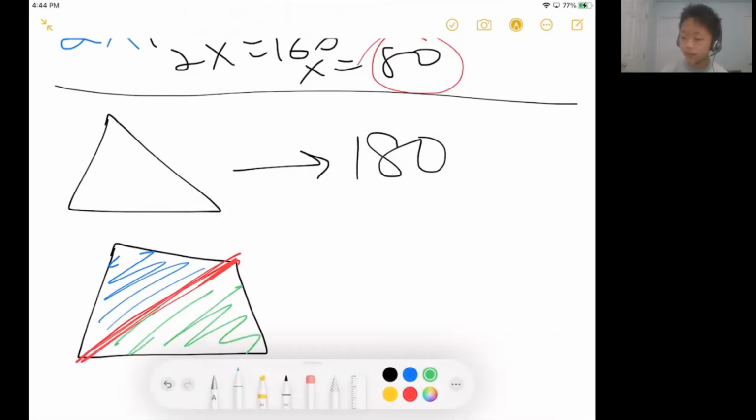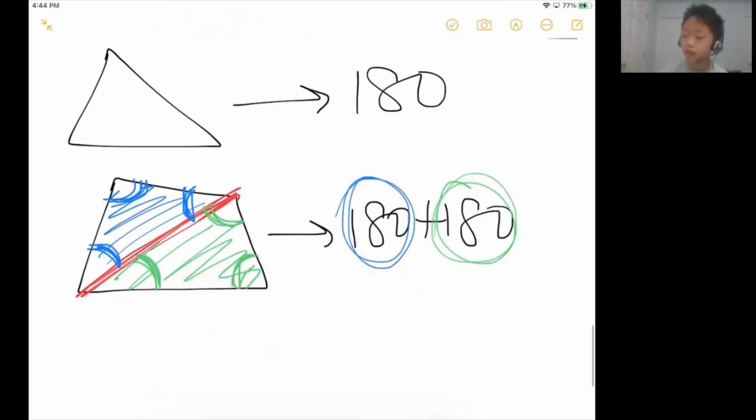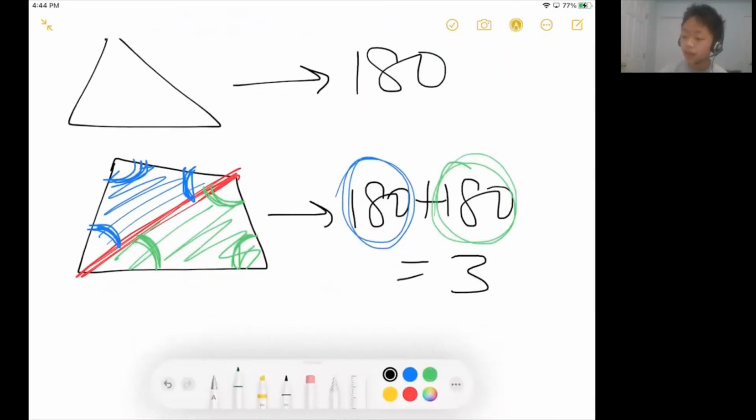So notice that the sum of the three angles in the blue triangle, we already know is equal to 180 degrees, right? And we know that the sum of the three angles in the green triangle is also 180 degrees. So if we just do 180 degrees plus 180 degrees, that would give us the total angle sum in the entire quadrilateral, right? This first 180 represents the sum of the blue angles, and this second 180 represents the sum of the green angles. So if we add them together, we get the sum of all of the angles in the quadrilateral. So we just do 180 plus 180, and that's how you get 360.